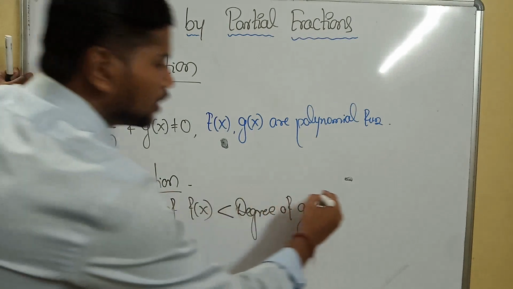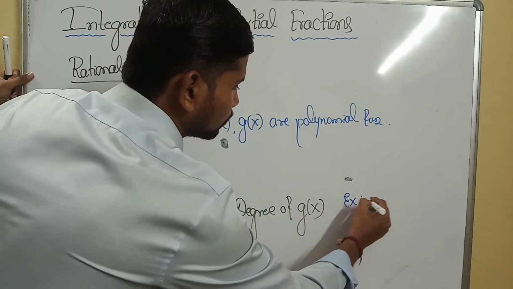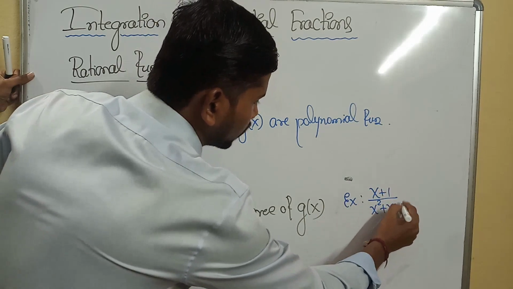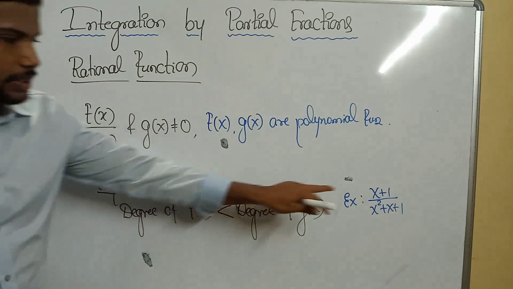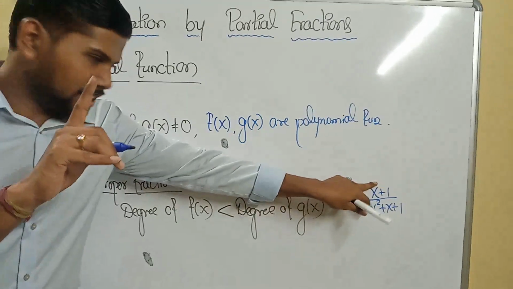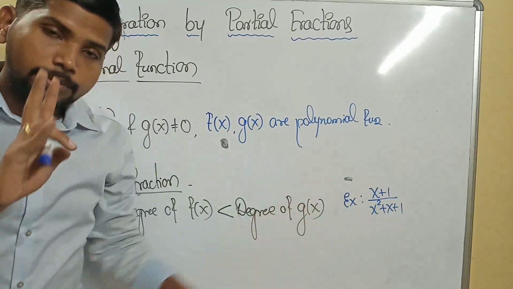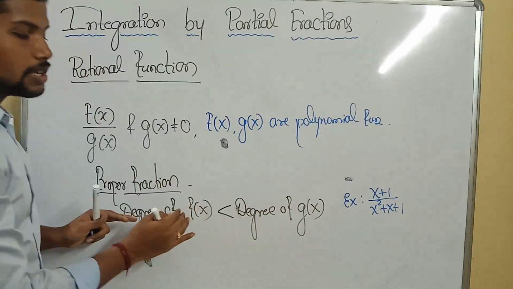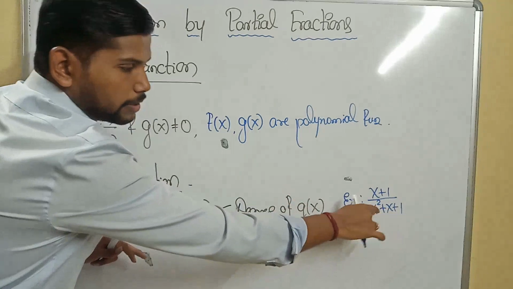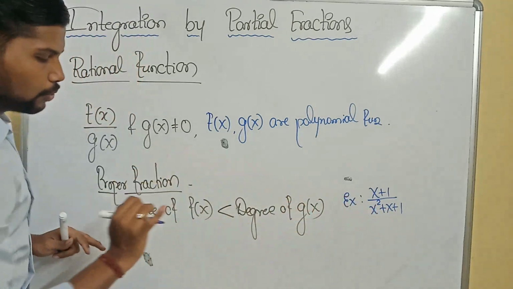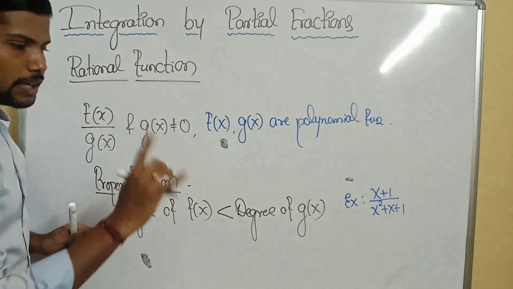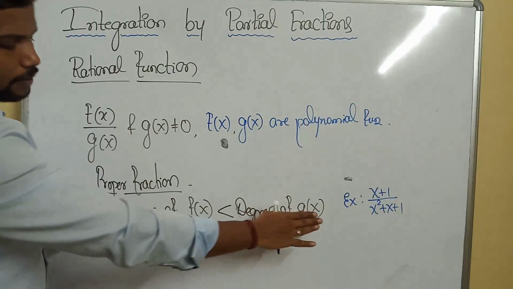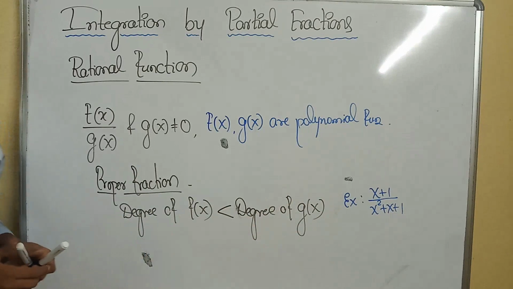I'd like to write an example here. The example is very simple: x plus 1 divided by x square plus x plus 1. What is the degree of f of x? Here the degree of numerator is 1 and the degree of denominator is 2. That means for the denominator we need to calculate the highest power and note it down. Degree of numerator is 1, degree of denominator is 2. That's why the degree of numerator is less than the degree of denominator, and that's why it is called a proper fraction.